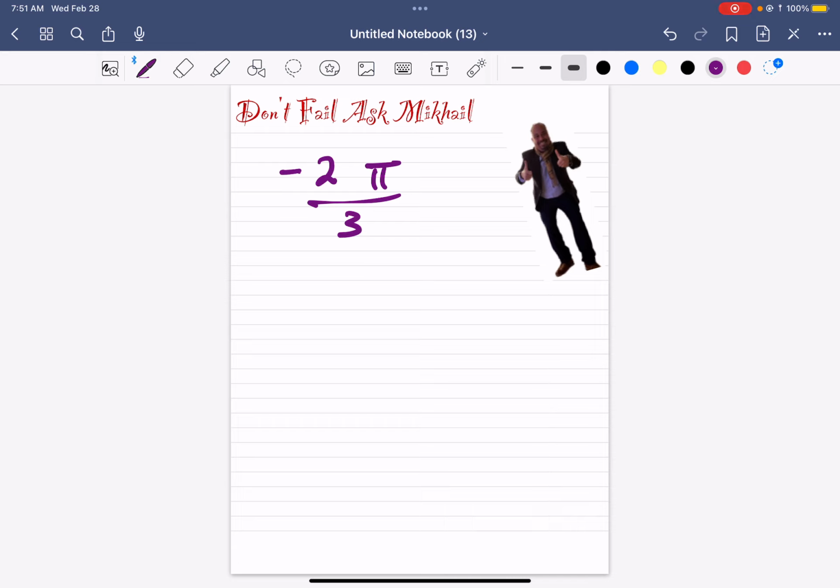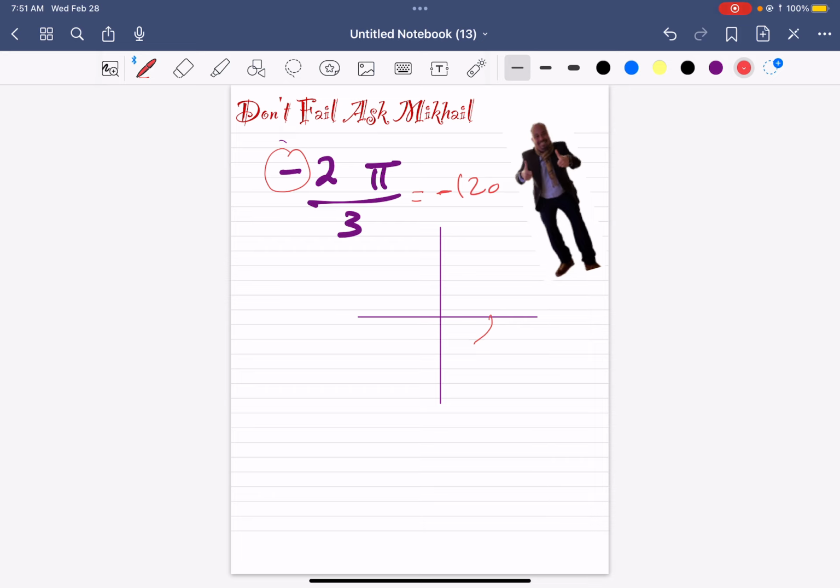So if I want to sketch the angle, I've got my y-axis, my x-axis. The angle is negative, and because it's negative, we're going to go clockwise this way. All right. So negative 2 pi over 3. If I convert it to degrees, this is going to be 2 times 180, which is 360, divided by 3 is 120. So this is equivalent to negative 120.